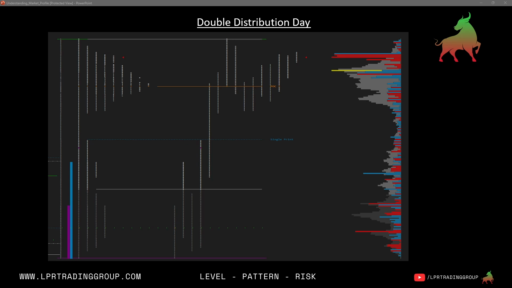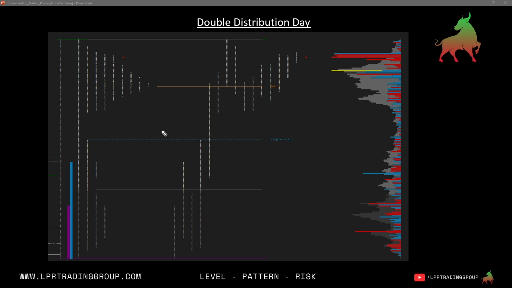So the key to identifying a double distribution day, both before and after, before we're going to look for tighter initial balance ranges. This could result in a non-trend day or a double distribution day. So if we're going sideways like this, we could be in a no trade non-trend day, or we could be accumulating positions on the bigger picture to get a large move directionally.